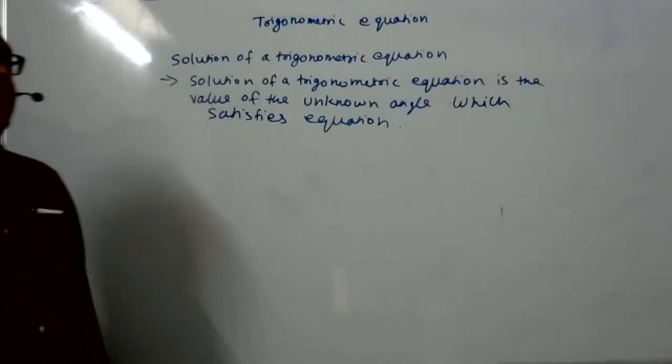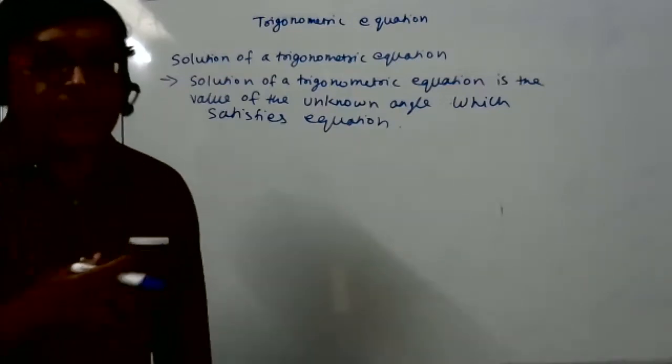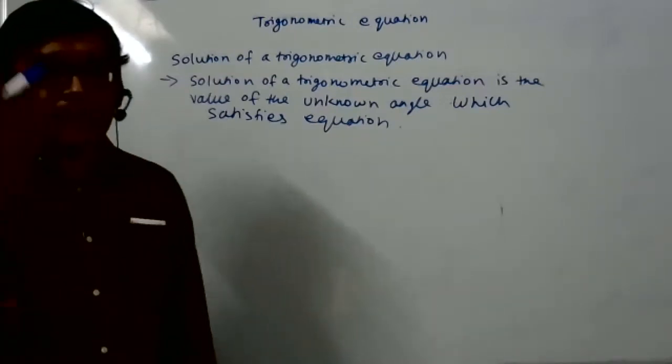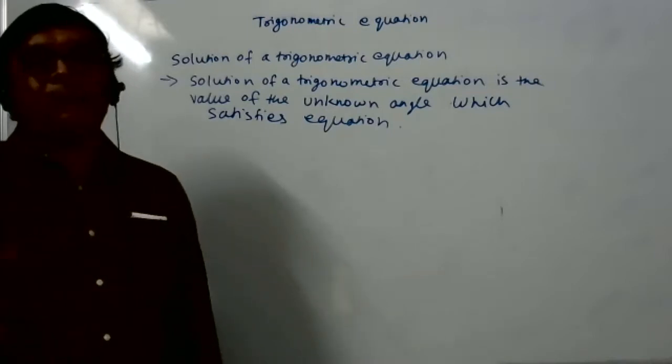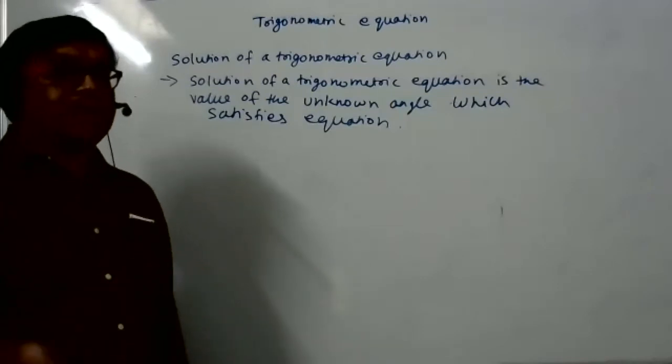I hope you understood. They will give us a trigonometric equation. In a trigonometric equation, there will be a trigonometric function. The angle we have to find is the one for which the left hand side becomes equal to the right hand side. When we do the sum, you will understand.